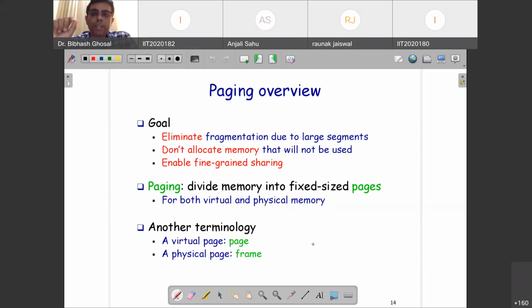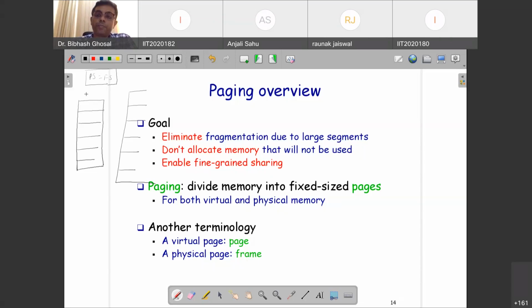So this scheme is called the paging scheme, where the virtual address space is divided into a fixed number of blocks called pages, and similarly physical memory is also divided into fixed-size blocks called frames, and page size is equal to frame size. This is the condition that is imposed. So any page exactly fits into one frame. So this is the virtual address space and this is the physical memory.